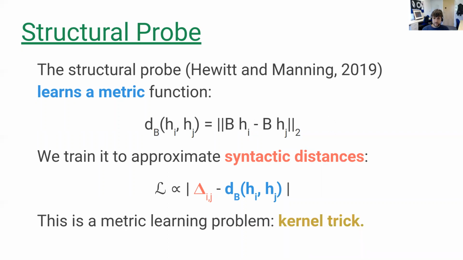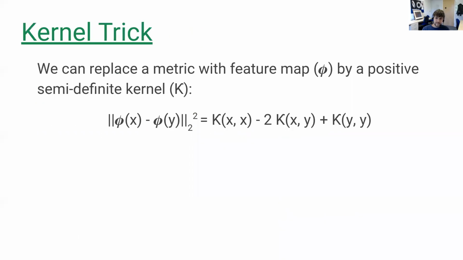The main novelty in our work is realizing this is a metric learning problem and that we can apply the kernel trick to it. So what is the kernel trick? It just says that we can replace a metric with a feature map phi by a positive semi-definite kernel. So you can see from this function, the left side of the function resembles the structural probe very well. And we can rewrite it in terms of kernels on the right side of this equation.